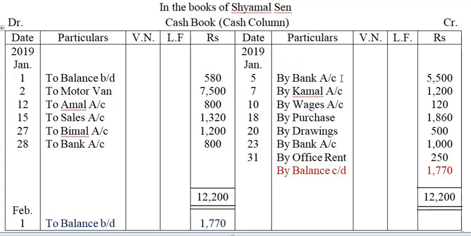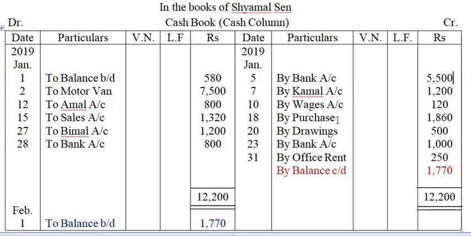Okay, now on 5th January, we are paying to the bank. Okay, paid into bank. That is actually the deposit to the bank. Okay, you are depositing 5,500 into your bank account. So when you pay the cash into the bank account, cash gets decreased. Okay, so cash goes out. So there is an outflow of the cash out here. So cash goes out, recorded in the credit side. Okay, by bank account 5,500.